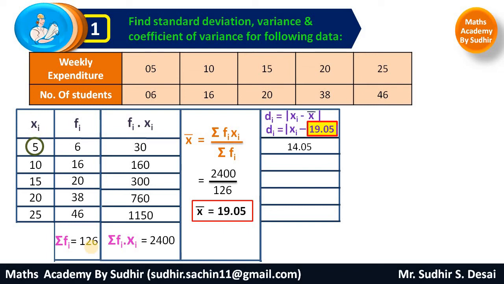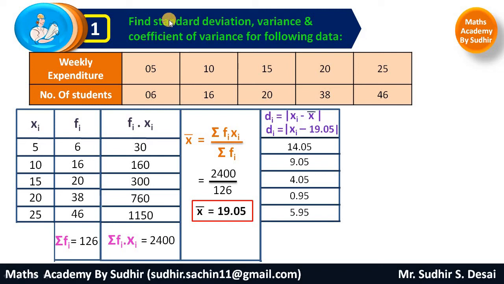Okay, next observation is 10 minus 19.05, which is 9.05. Next observation is 15 minus 19.05. It is 4.05. Next is 20 minus 19.05. It is nothing but 0.95. And last, 25 minus 19.05. It is nothing but 5.95. Students, use a calculator for these calculations. Okay, we have calculated di, the deviation.